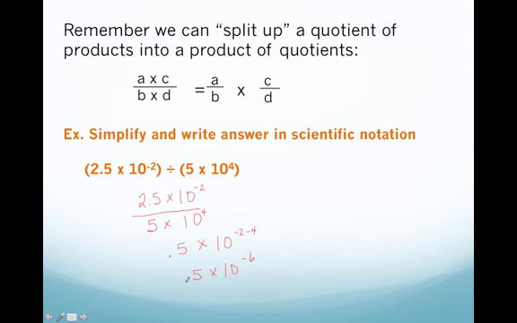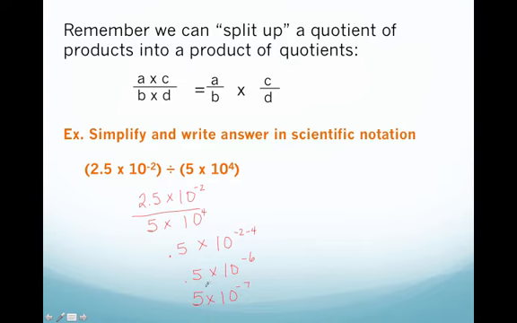Now, remember, to be in scientific notation, I need a number that is at least 1 and less than 10. My 0.5 is not going to work. So I'm going to have to move that decimal over one more place for it to be in correct scientific notation. So now I've got 5 times 10, and what's going to happen to my exponent? Well, here I had negative 6, but I'm actually even smaller because I've moved it over to a bigger number, and it really represents a smaller number. So that exponent is now going to be negative 7.